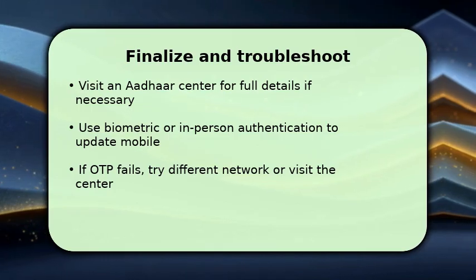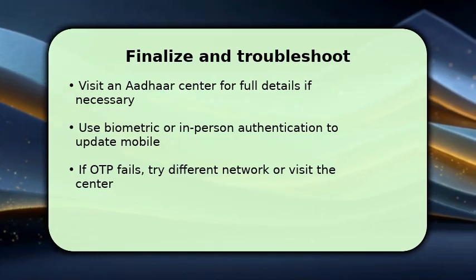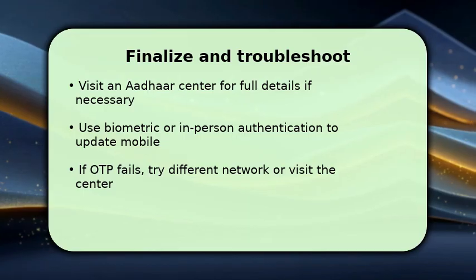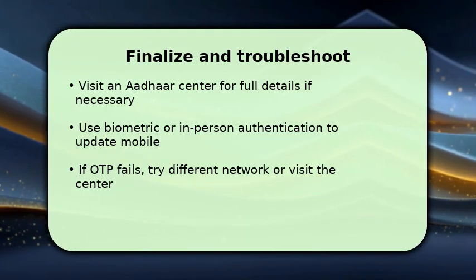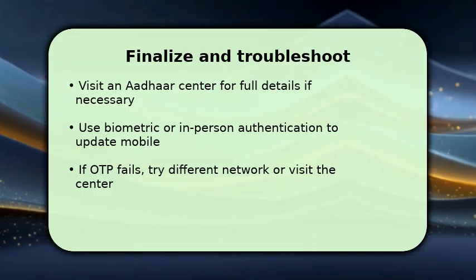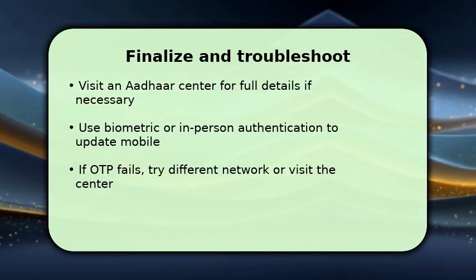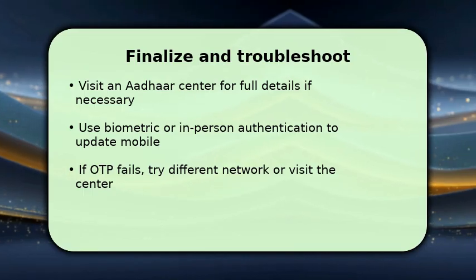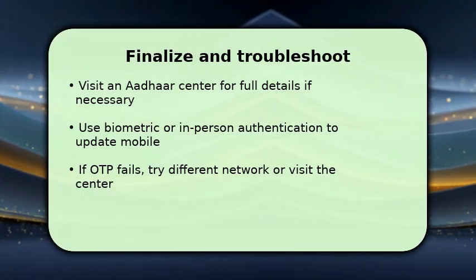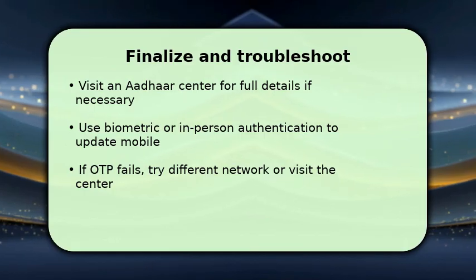Bring valid ID and the device with your current SIM for biometric or OTP verification so officials can update or confirm the linked mobile. If OTP keeps failing, switch networks or use another phone. Persistent issues mean the center can verify your identity. Keep receipts and acknowledgement numbers from the center until changes reflect online.